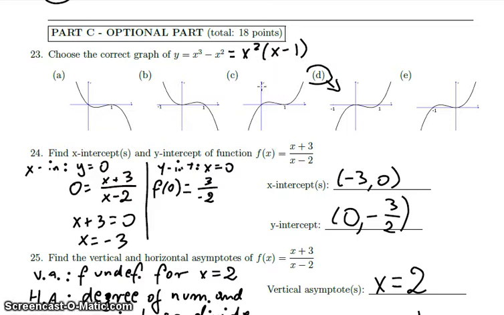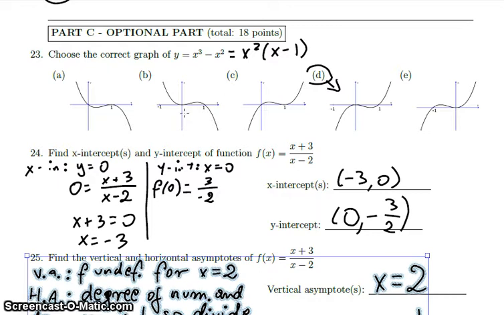And the multiplicity of x equals 0 is 2, which means that the function actually bounces at this point, and then the multiplicity of 1 is 1. So the graph crosses the x-axis at point 1 and bounces at 0, so only D is the correct graph.